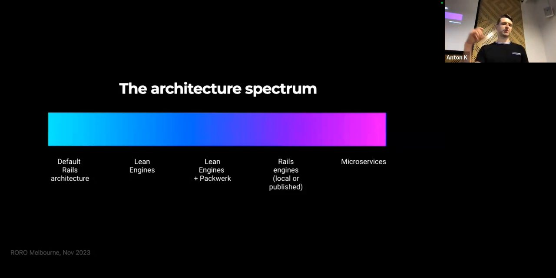So, this slide gives you an idea: if you see these lean engines, we're going to talk about one step to the right from standard Rails applications, right? So we're just going to move closer, but not too far, just to understand what we are talking about.